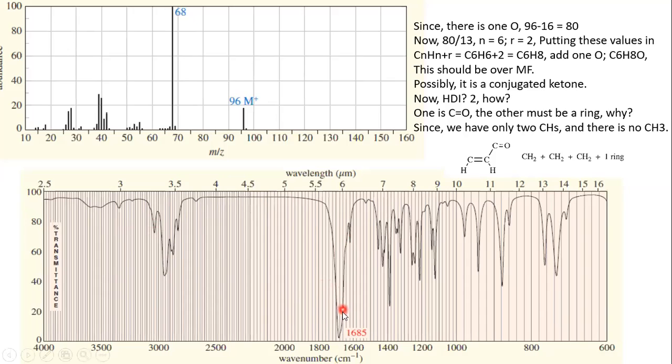And this carbonyl group, if it is ketonic, then this value is less for it, because generally the ketonic carbonyl appears at around 1710 per centimeter. But if it appears at a lower value, that indicates what? Conjugation. That is, that carbonyl is in conjugation with a carbon-carbon double bond.